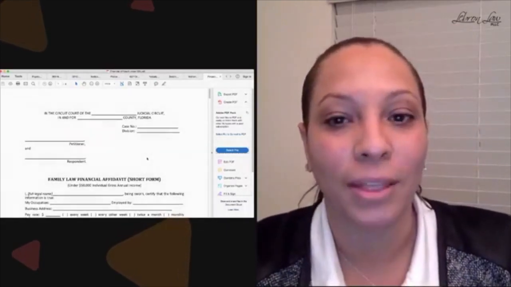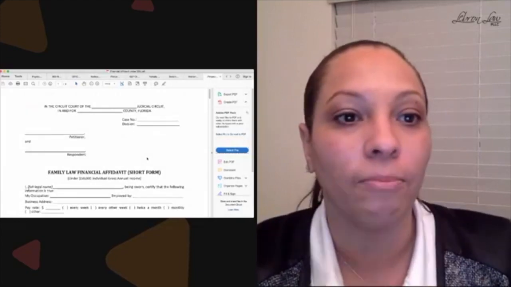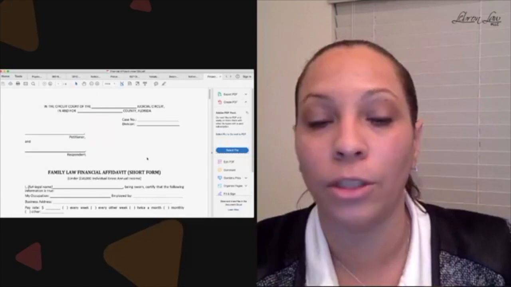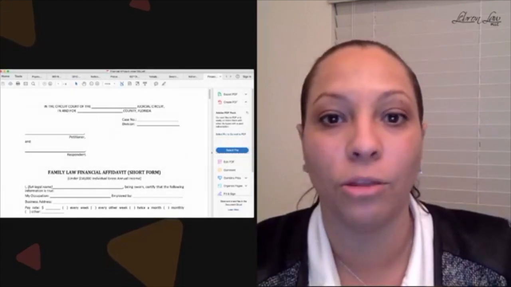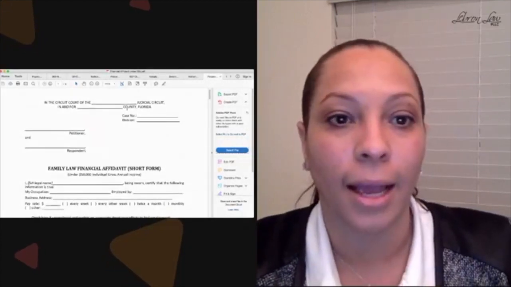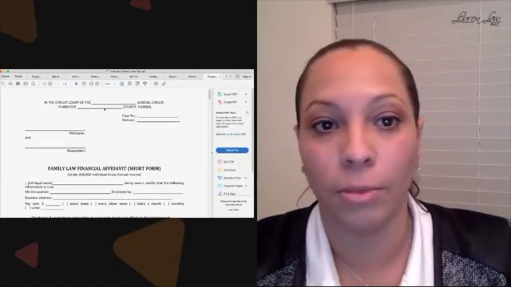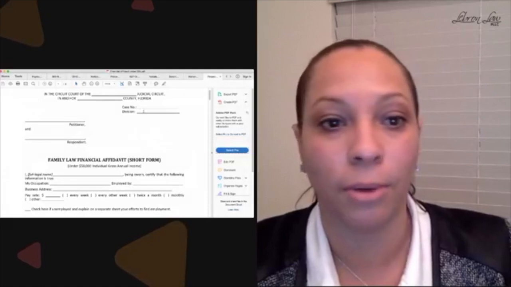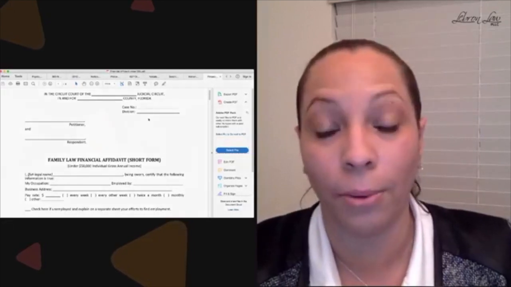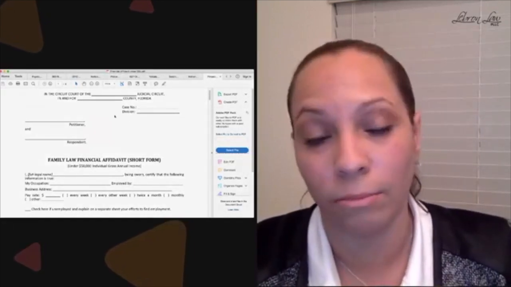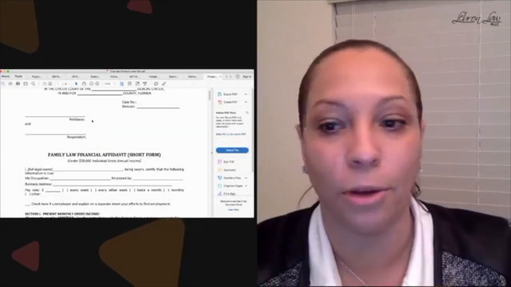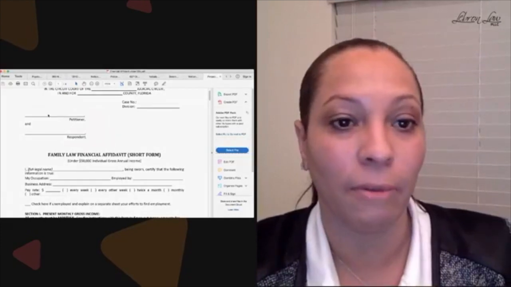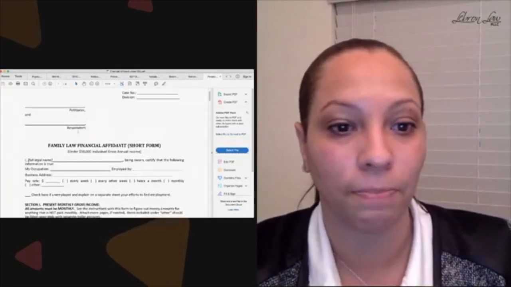So we're going to start with the top of the financial affidavit where it asks for the circuit court. If you're in Orange or Osceola, that would be the 9th Judicial Circuit. And then you put in the county that you're in. You're going to input your case number there and the division of the court if you know it. If you don't know it and you're my client, I'll be happy to let you know what it is. You'll fill in the name of the petitioner and the name of the respondent.